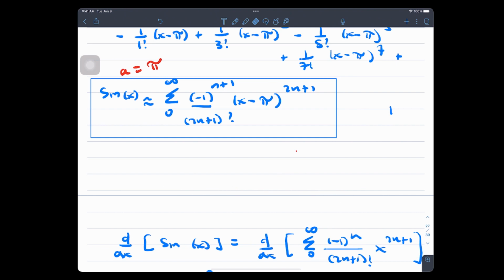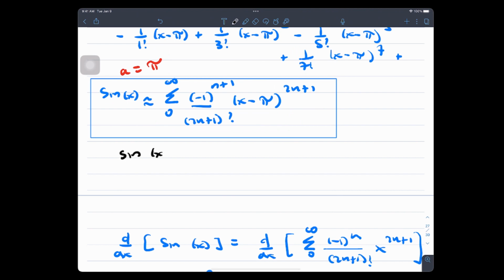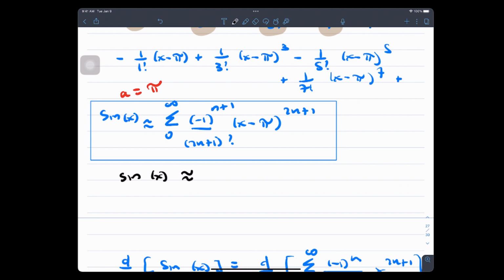Okay, so let's see what sine looks like now around pi here, right? Look at the first few terms. So if n is 0, that's negative. I think we have it up here. We got negative x minus pi. So it starts with a negative, and then it's going to be plus 1 over 3 factorial x minus pi cubed minus 1 over 5 factorial x minus pi to the 5th power.